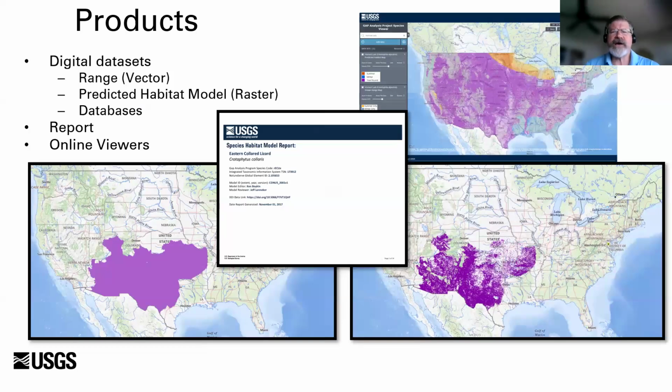So the products we get out of that are down the lower left. You have that range for all these species. So over 1,600 species, you have an updated range. You have habitat, predicted habitat. That's the lower right-hand box. We provide all that data in online tools. We also have databases. And then for each species, we'll have a species habitat model report that discusses what actually goes into that model so that it can be replicated if somebody wants to.